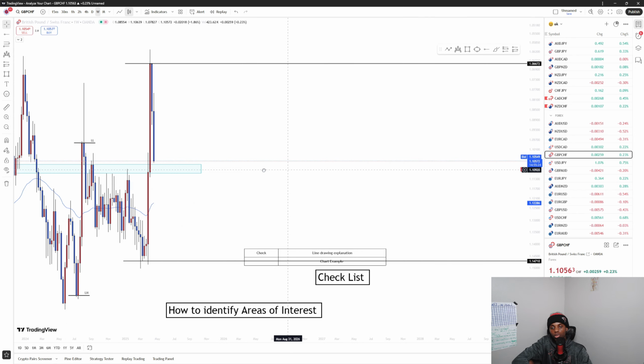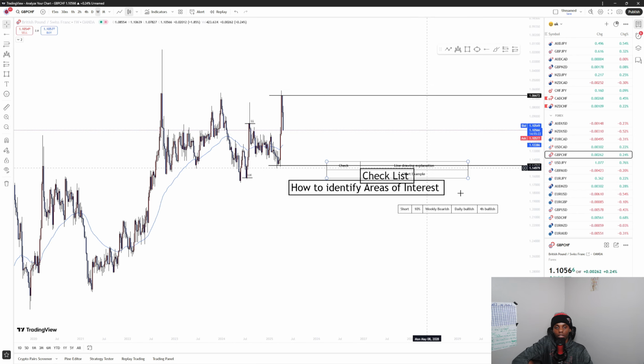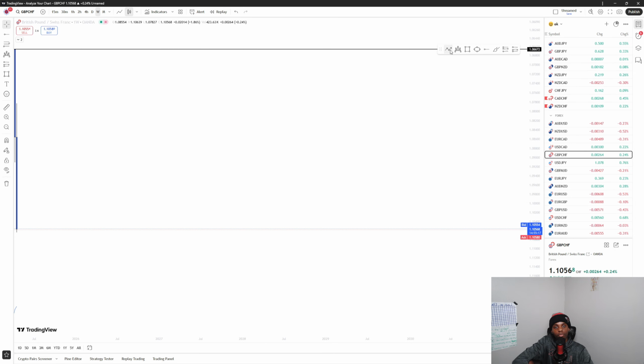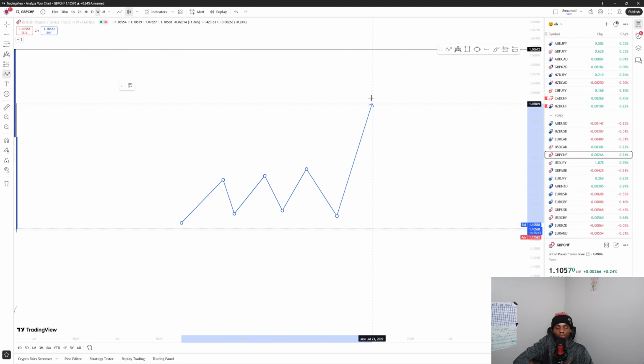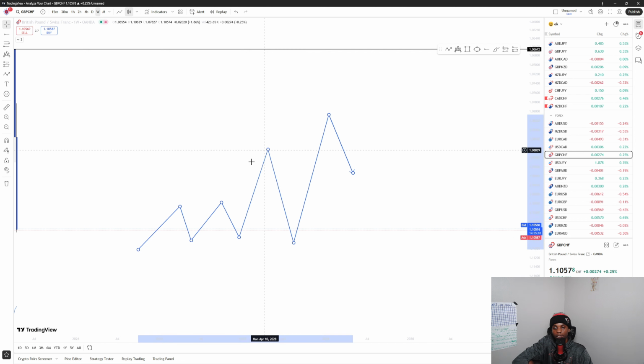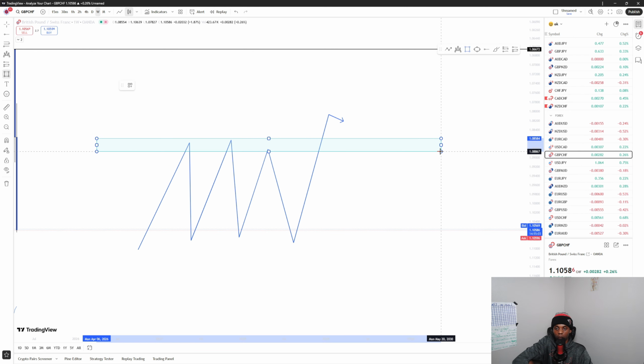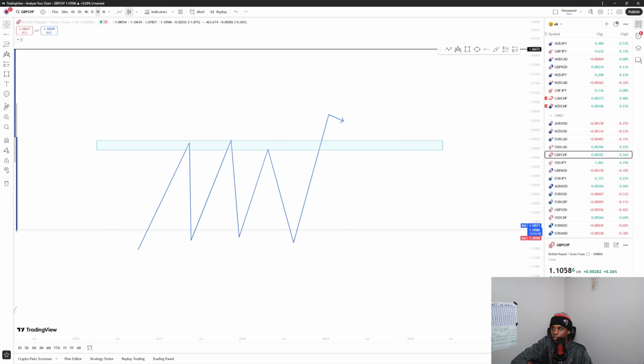And if you want to know when to remove your area of interest, the only time you remove your area of interest is if, okay, let me just draw it. Let's say you got a valid area of interest up here. Valid, 3 touches, and all that. 1, 2, 3 touches. We measure this. 22 pips, valid area of interest.